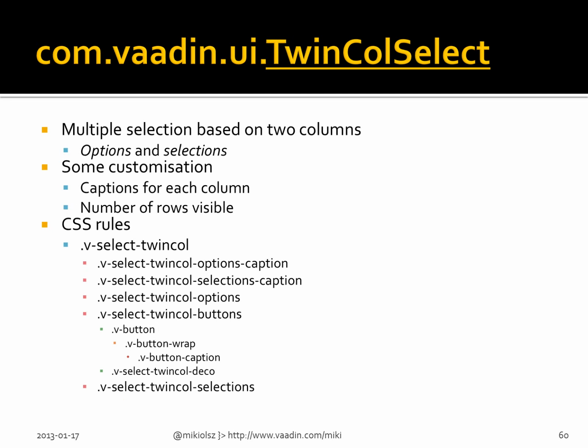Finally, there is twin col select. It is a multiple selection component based on two columns. On the left we have available options and on the right there are selected items. It is possible to customize this component by providing a caption for each column or limit the number of rows that are visible.